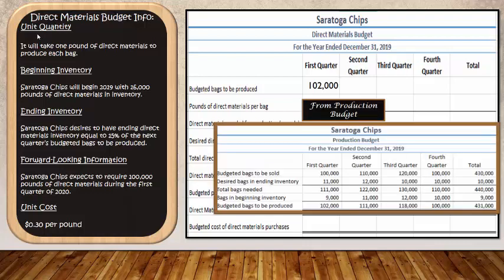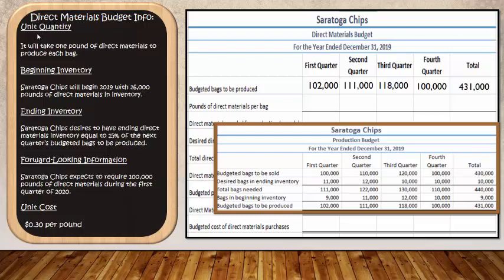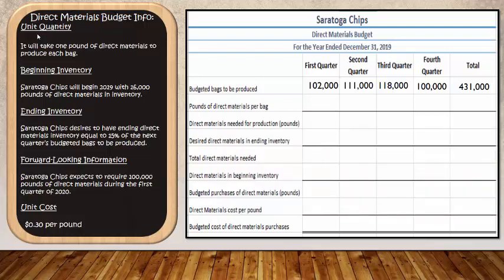When we bring up our production budget, we see on the bottom line that we just finished that our budgeted bags to be produced in the first quarter was 102,000. Right there. We're going to copy over this number for each successive quarter. So during the second quarter, we need to have 111,000 bags of chips. During the third quarter, we need to have 118,000 bags to be produced. And during the fourth quarter, we're going to produce 100,000 bags of chips, for a total of 431,000 bags to be produced during the entirety of the year.